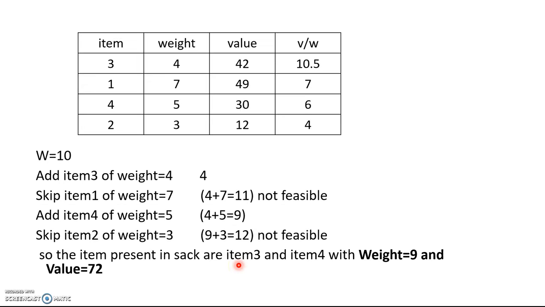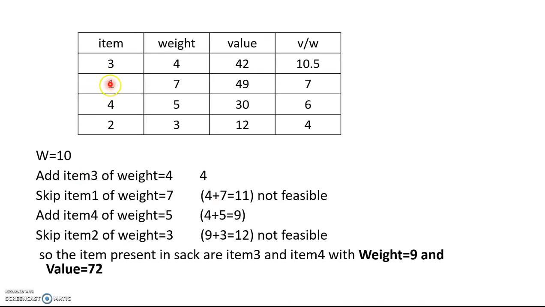Next step is to process each item. Here the overall capacity of my sack is 10. Now I am trying to put the first item, item 3, whose weight is 4. Initially my sack has no item inside, so the weight inside my sack is 0. Now I am putting item 3 having weight 4. It satisfies the constraint, as it is less than my sack capacity, so I can put item 3 inside my sack.